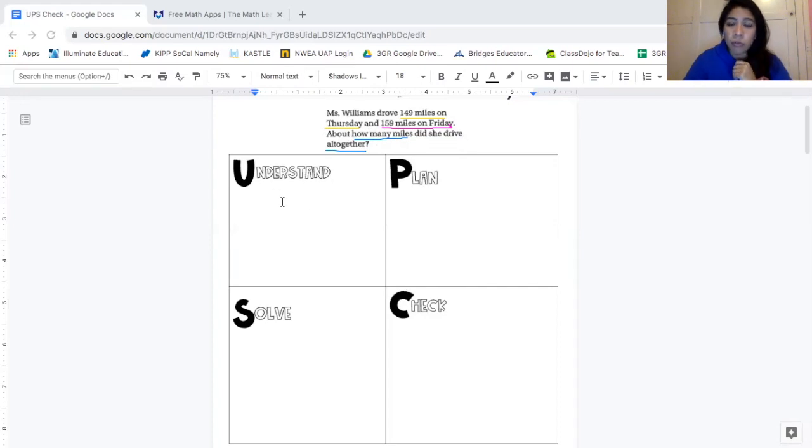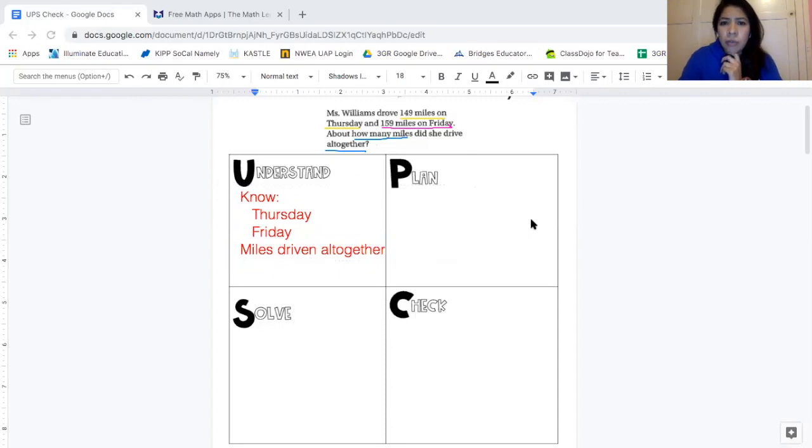So now I'm going to move on to my understand portion. Understand. What do I know based off of the problem and based off of what I already highlighted? So I know that she drove 2 days: Thursday, and she also drove Friday. And I know that I'm solving for the amount of miles that she drove altogether. So, miles driven altogether. Okay, so now I can move on to my plan.